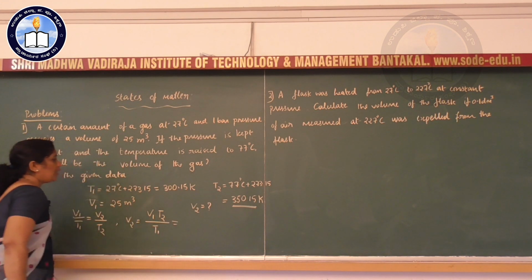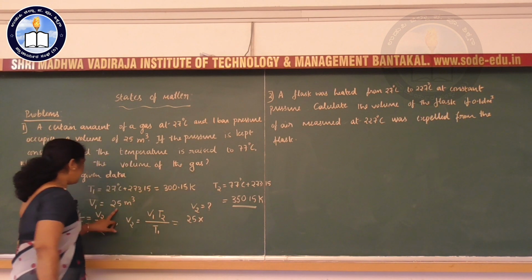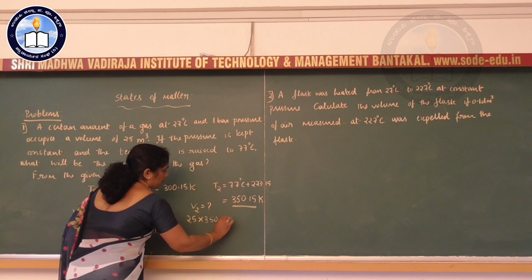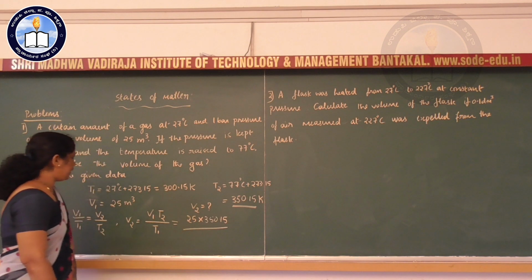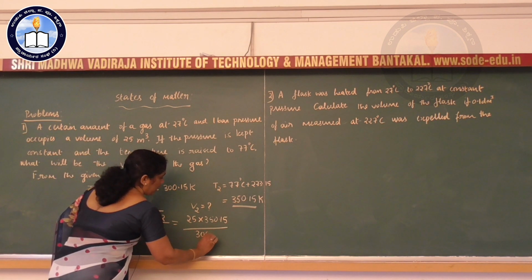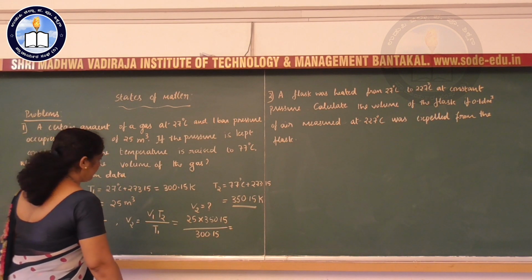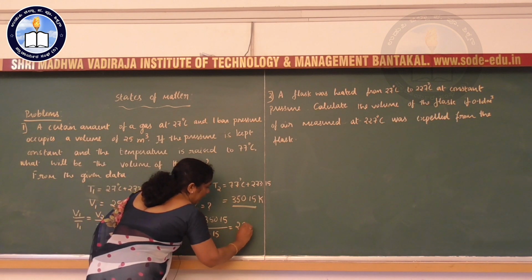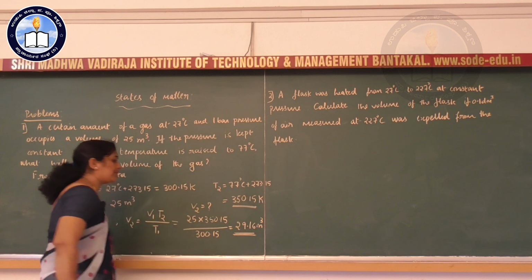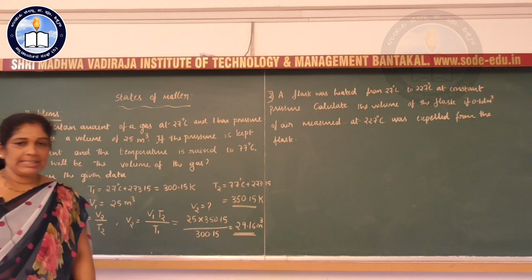Let's substitute. V1 is 25. T2 is 350.15 Kelvin, divided by T1, which is 300.15. On simplifying, we will get 29.16 meter cube. Volume is in terms of meter cube here, so the answer is 29.16 meter cube.